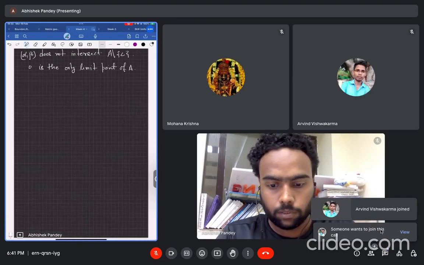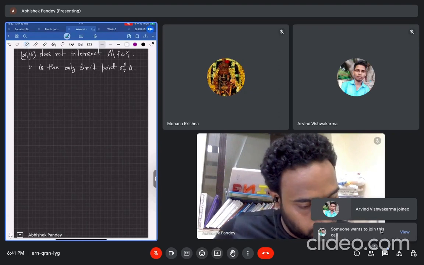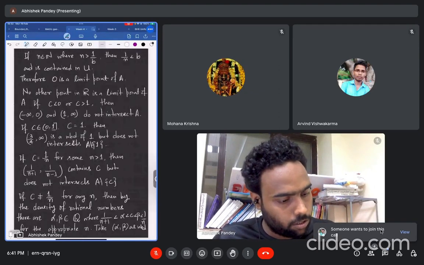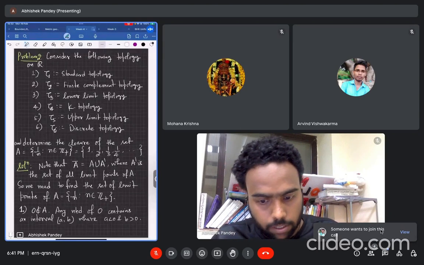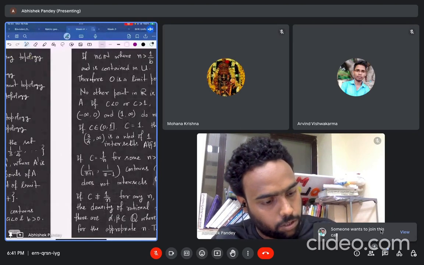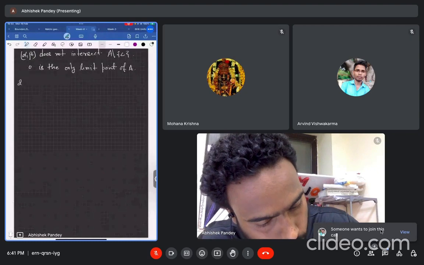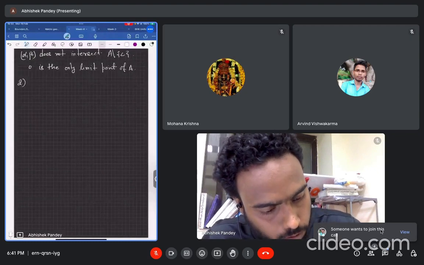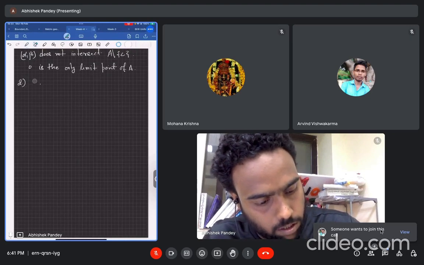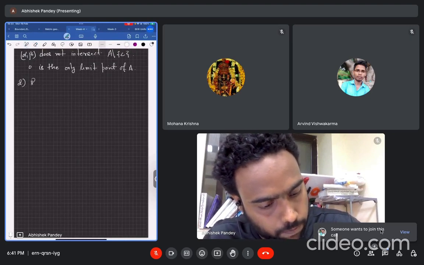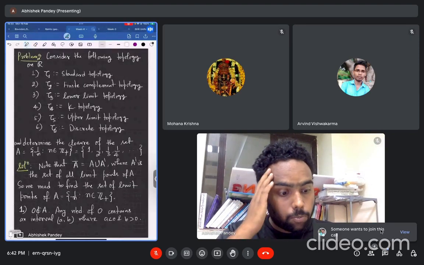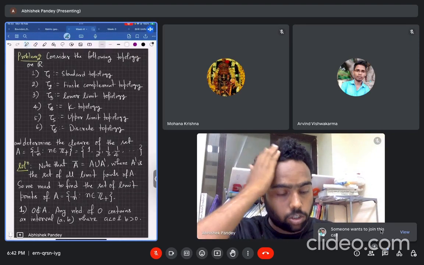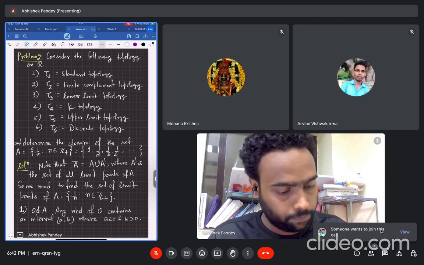Now this is with the standard topology, the first one. Now we'll see the finite complement topology. I think it is R with T2. In this topology, we need to find the closure of this set A.